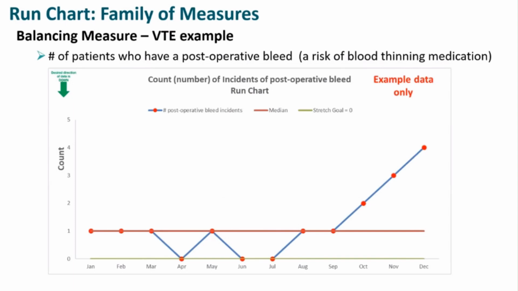This next run chart looks at the balancing measure for the VTE project. It looks at the count or the number of incidents of post-operative bleed, because post-op bleed can be a risk of the blood thinning medication. The desired direction of this chart is down, but unfortunately, at the end of the year, there is a trend upwards with the data, and this is an undesirable outcome. And the team will need to work out how they can balance the reduction of VTE incidents, but also keep their post-operative bleed rate down.